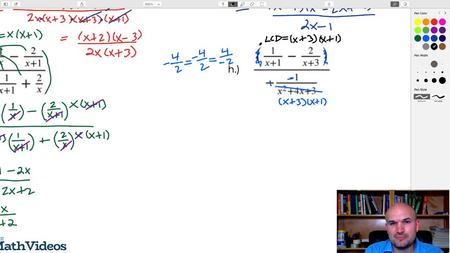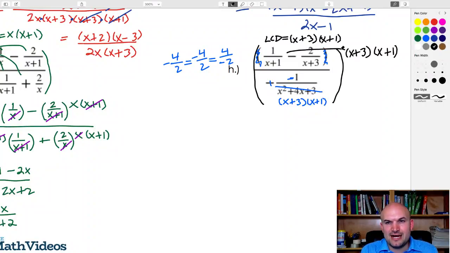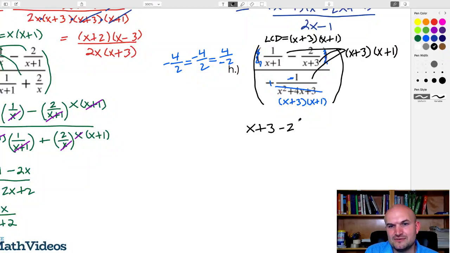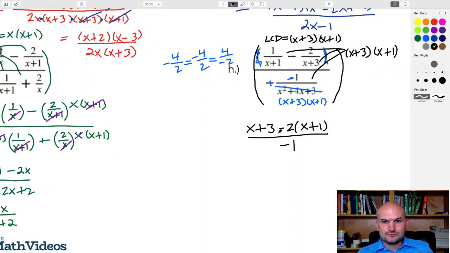Okay, so I'm going to do the same process because I like that process. I'm going to multiply everything times x plus 3 times x plus 1. But now I'm just not going to rewrite it out because it takes a lot of writing. So when I multiply x plus 3 times x plus 1, the x plus 1's divide out, and I'm just going to be left with a x plus 3. When I multiply it over here, I'm going to be left with a negative 2. The x plus 3's divide out, so I'll be left with a x plus 1. And then when I multiply it over here, the x plus 3 and x plus 1 both divide out, and I'm just left with a negative 1.